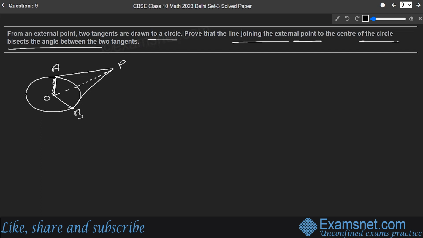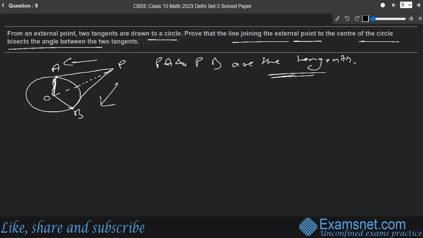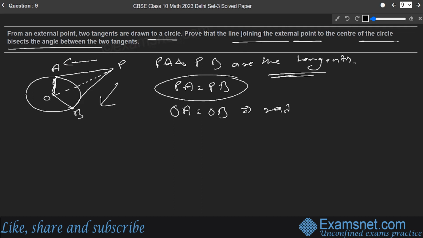Now let us see. We can say PA and PB are the tangents on the same circle from the common point. So obviously PA is equal to PB. This is a theorem: when two tangents are drawn from a common point to a circle, they are equal in length. So PA is equal to PB. That we already know. What else? We know that OA is equal to OB also, because they are nothing but the radii of the same circle.